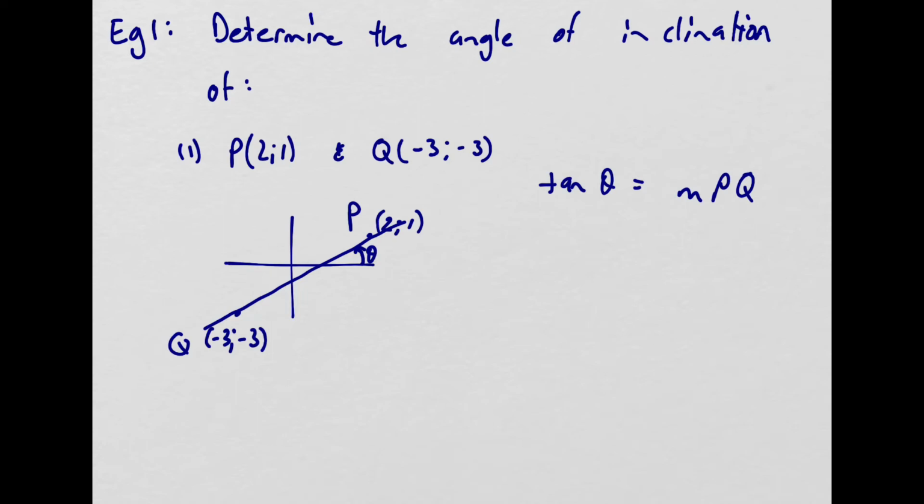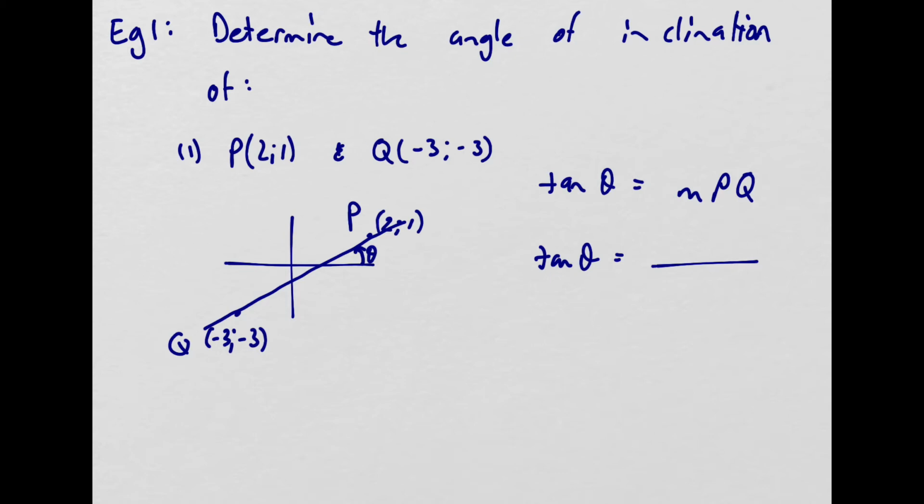Right, so now we substitute in. Remember the aim here is that we're working out theta because they want the angle of inclination. So we substitute in what we've got. Tan of theta is equal to the gradient of PQ. Now we have to work out the gradient. Remember, the gradient is, at the top, the y value of the one point minus the y value of the other point.